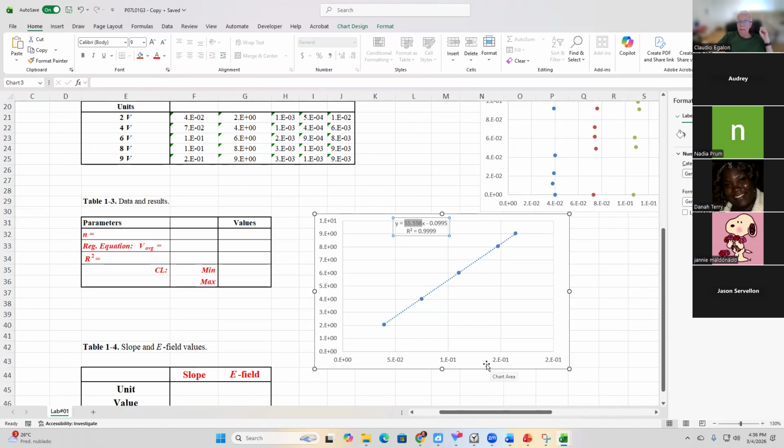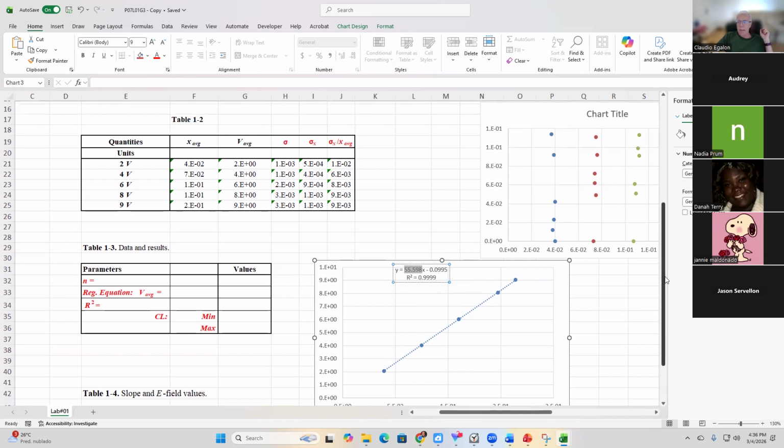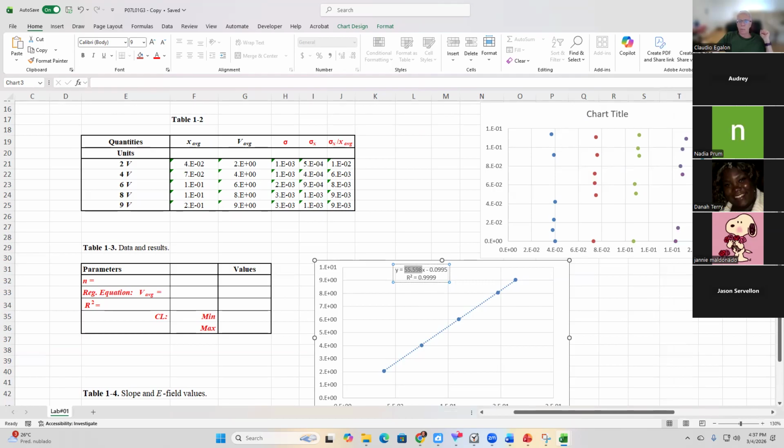Okay, that's what this thing is all about. So from this simple experiment, we were able to determine the value of the electric field distribution, but just the intensity. Is that clear? Okay.